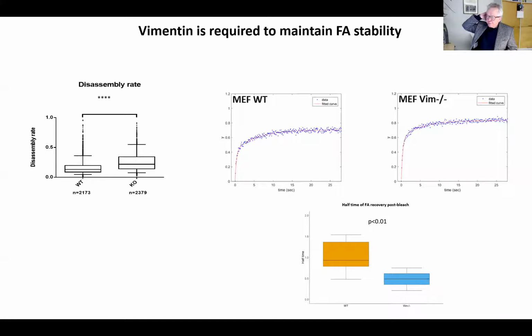The disassembly rate is higher in the knockout focal adhesions, and also when you do FRAP experiments, you have significantly faster recovery times in the knockout fibroblast, indicating a more rapid turnover. These are all pointing towards the same thing, that vimentin is really required to maintain focal adhesion stability, and then the alignment results are indicating that vimentin is required to keep the alignment.